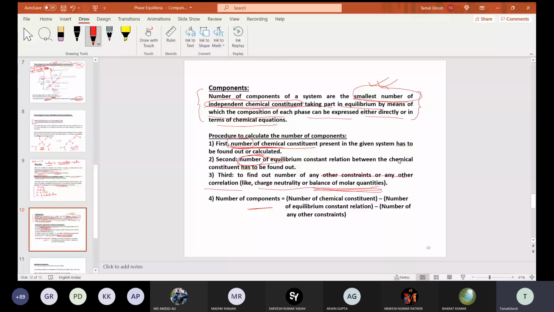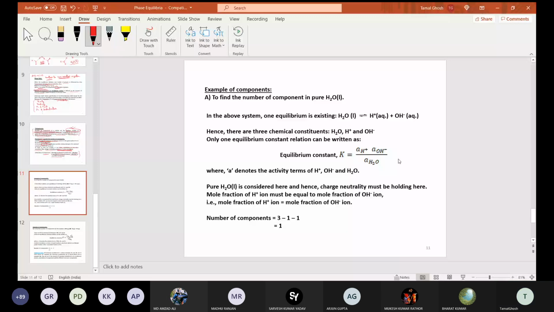So again, this is not much understood by looking at this language, so we'll see one example directly. So this is our example. We are considering pure liquid water. In this liquid water, we have an equilibrium. This equilibrium is existing.